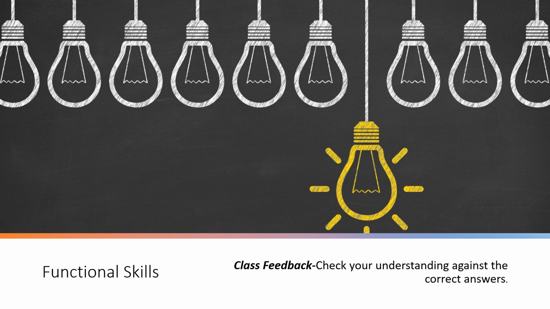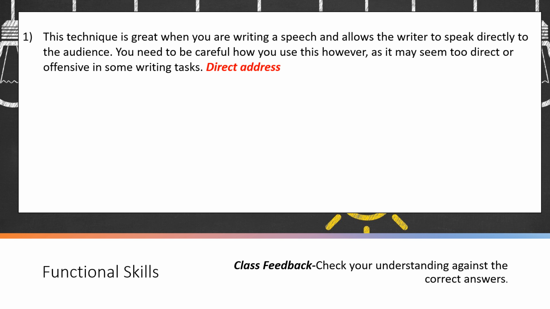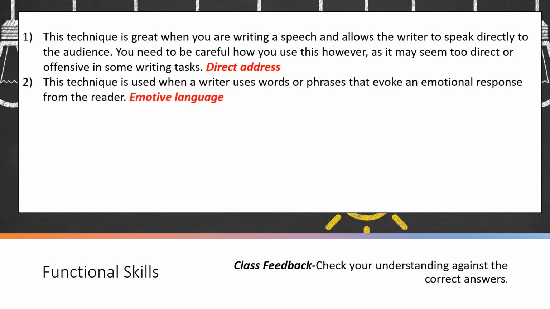That's feedback. Check your answers against the correct ones below. So for number 1 then, this technique is great when you're writing a speech and allows the writer to speak directly to the audience. You need to be careful how you use this, however, as in some forms of writing it may seem too direct or offensive, and the technique we're referring to is one of our DeForest techniques and it's direct address. Number 2. This technique is used when a writer uses words or phrases that evoke an emotional response from the reader, and this is emotive language.